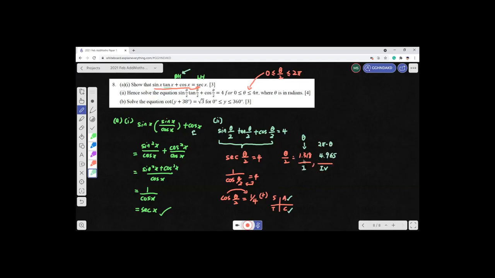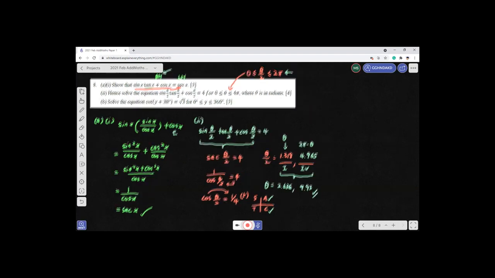And for sure, θ/2, this is in the domain of θ/2. Basically, for the new domain, it's just like dividing by 2, because the question asks about θ/2. If the question asks about 2θ, you have to times 2. So it's not done yet, because that's not θ. Everything you need to times 2 to get the final answer. So it will be 2.636 and 9.93.